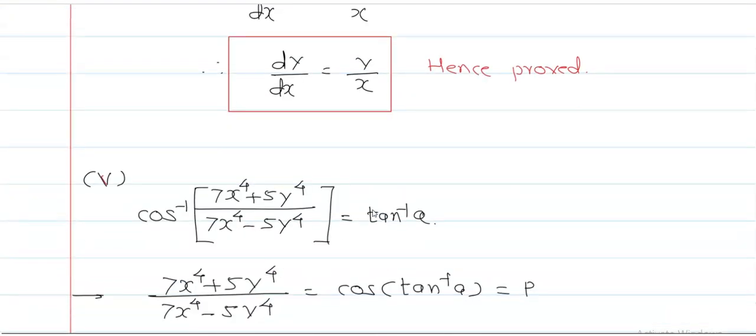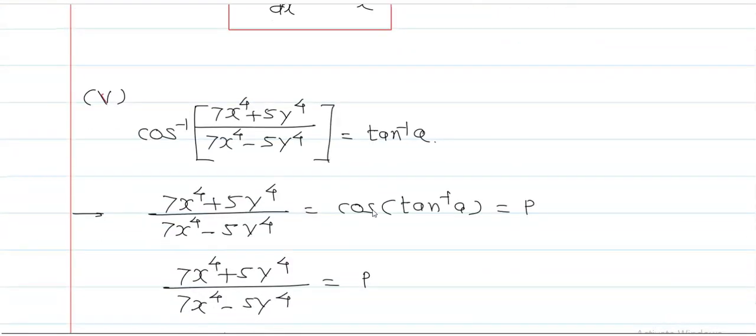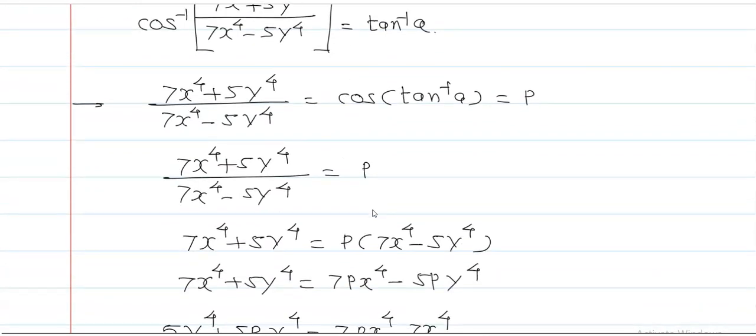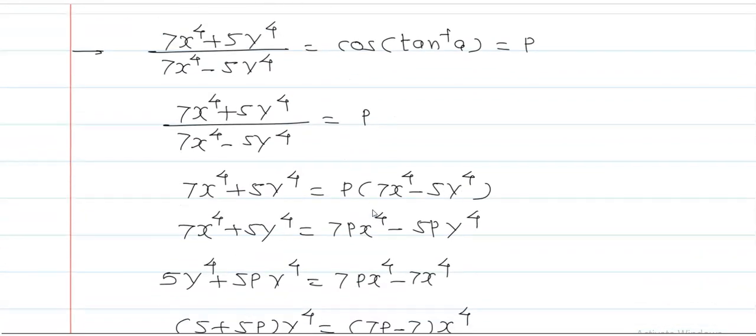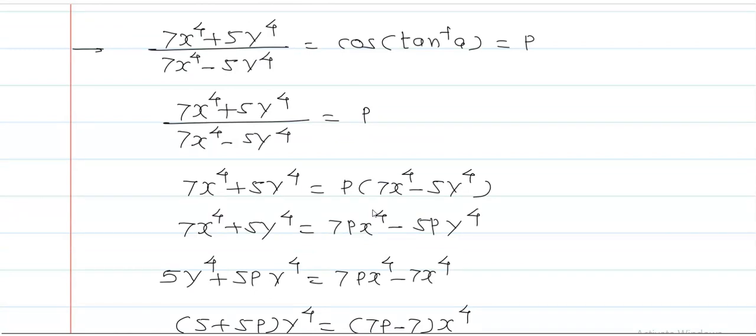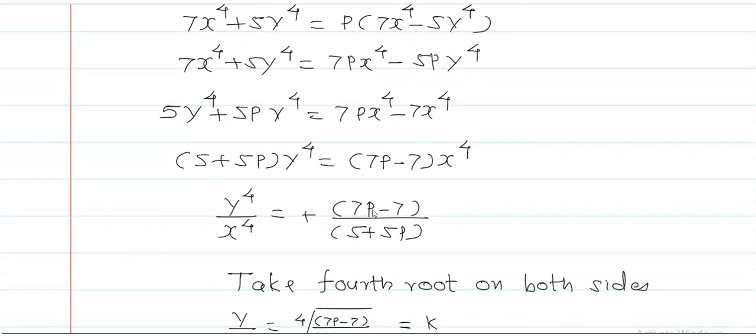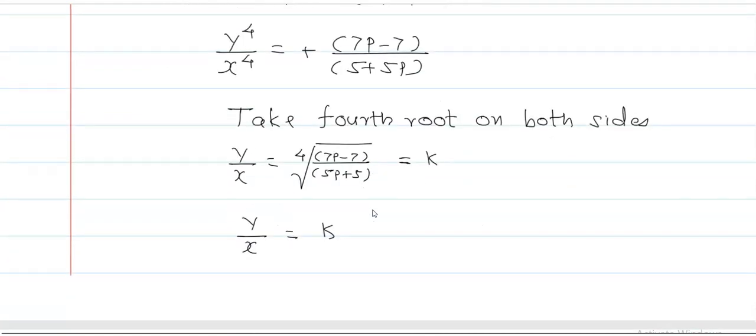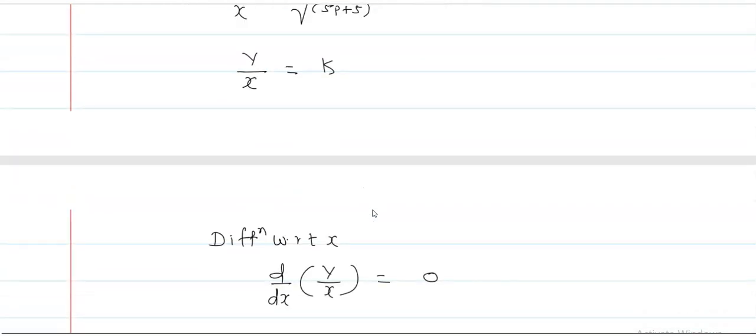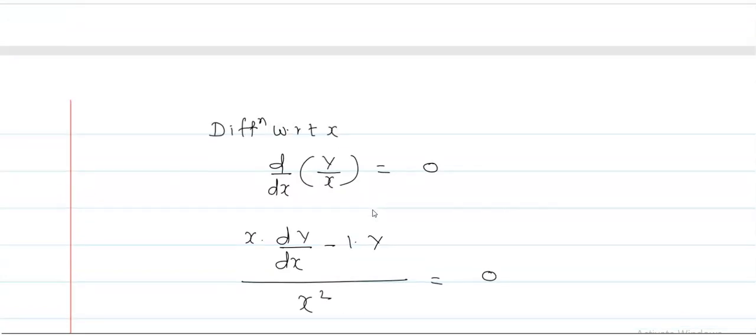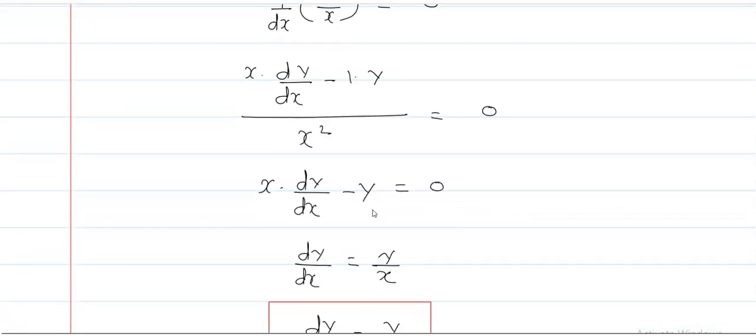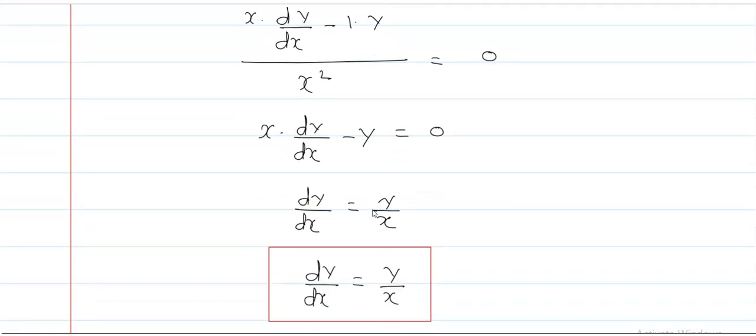Now the next example, before that, see this again here. This is the cross multiplication. Collect the terms of x raised to 4 and y raised to 4 on different sides. Take the fourth root. Y upon x is equal to k, differentiate with respect to x, and that's why dy by dx is equal to y upon x.